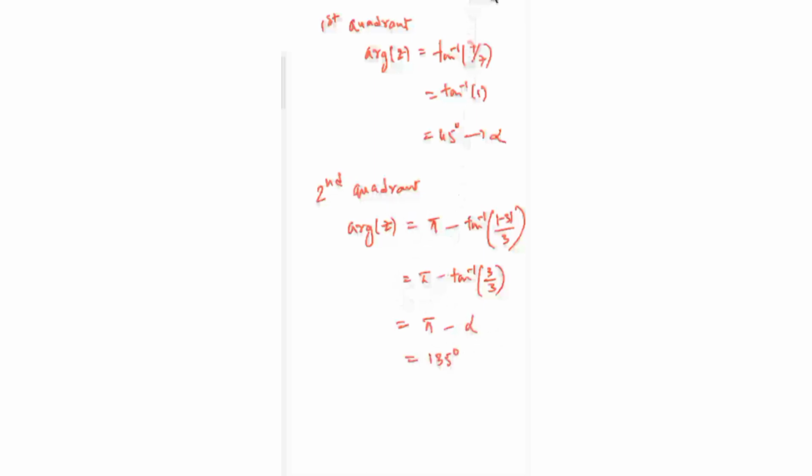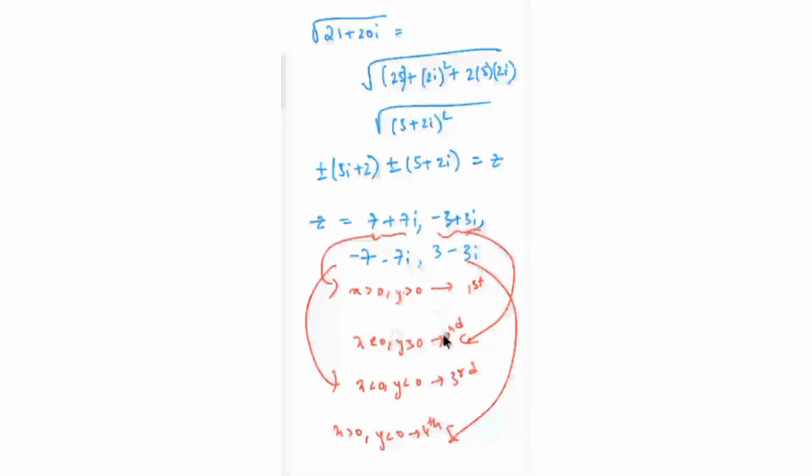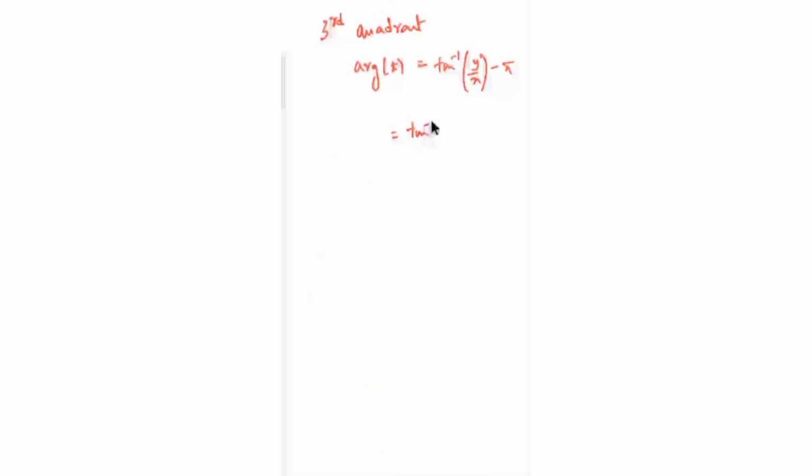So this is the second quadrant argument of z. And for the third quadrant term, argument of z is tan inverse of y by x minus pi, because both are negative terms. You can check the value for the third quadrant. It's minus 7 minus 7i, so tan inverse of minus 7 by 7, it's again tan inverse of 1 minus pi, so you get this to be minus 135 degrees.